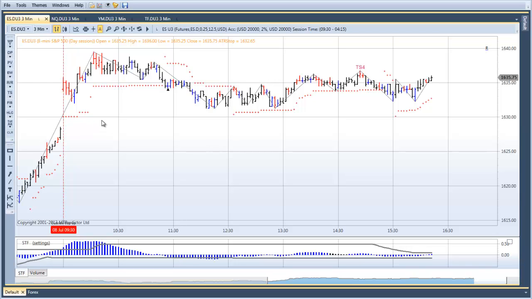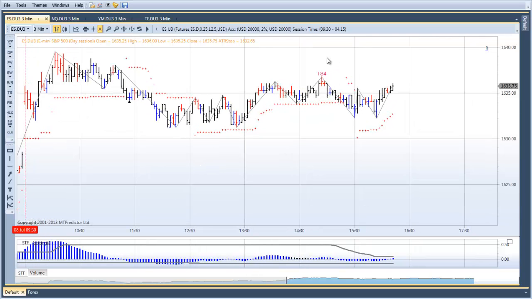Here I'm looking at the new MTPredictor 7.5. I'll just focus on the automatic trade setups today. We have our STF color, or STF indicator, down here. The color indicates the large degree trend direction. So here the trend was calculated to be up, so therefore you'd only be taking buy setups. So you would have avoided this TS4 sell later in the day.